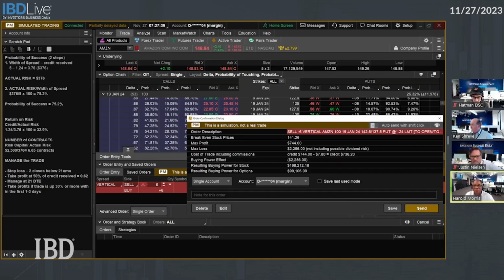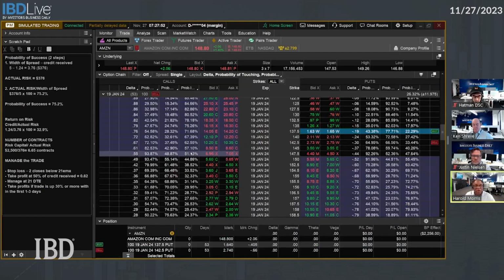Most likely I'm not going to get filled because I was looking at the numbers. The credit has dropped, but I might adjust it later on today. But I'm going to click on confirm and send that off. And I'll be monitoring the trade later on to see if I get filled or do I need to adjust my numbers here. And that's the trade for today.